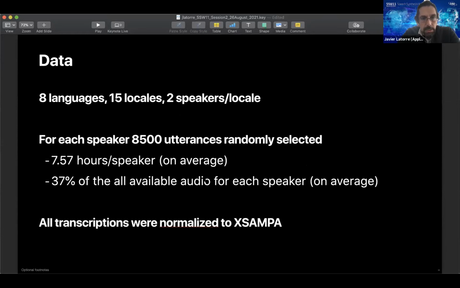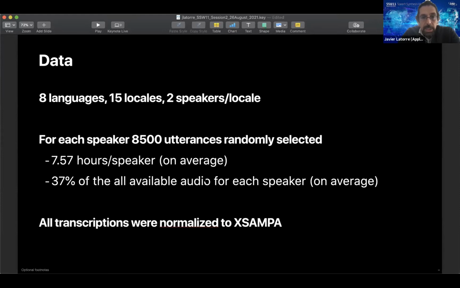So we consider 8 different languages out of 15 locales. A locale is a language in a specific place. Because for some of the languages we have more than one dialect, we have more locales than languages. Then for each of these 15 locales, 2 speakers, so 30 speakers in total. For each speaker, we selected 1,500 utterances. The reason for selecting utterances instead of hours of data is that it was much easier to pick. But on average, it's something like 7.5 hours of speech per speaker, which corresponds more or less to 37% of the data that we usually employ for each speaker.